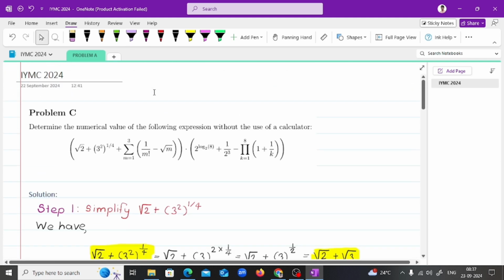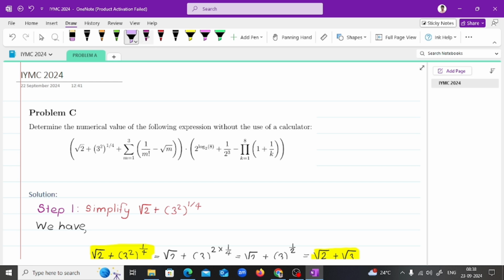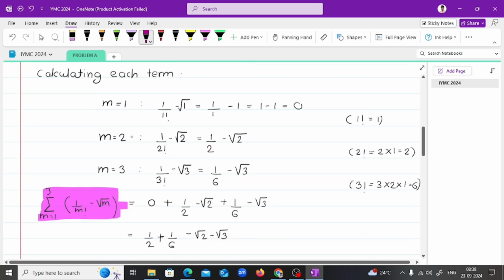Now our only remaining task is to simplify the last term from the second bracket, which is nothing but the product of bracket 1 plus 1 upon k, bracket complete, where k runs from 1 to 8. Okay, we can solve this product easily. We can find the value of this product by calculating the value of 1 plus 1 upon k from k equal to 1 to k equal to 8, and then we will multiply all the terms together.